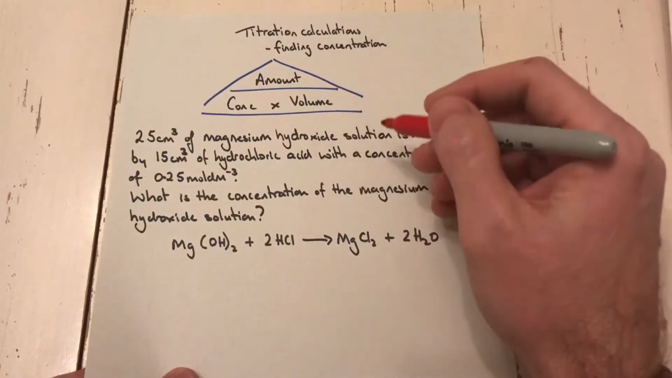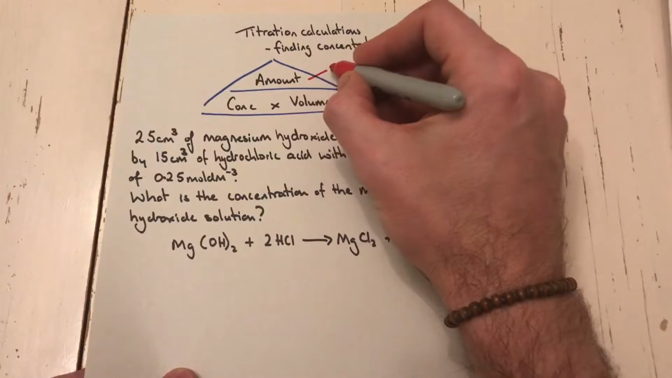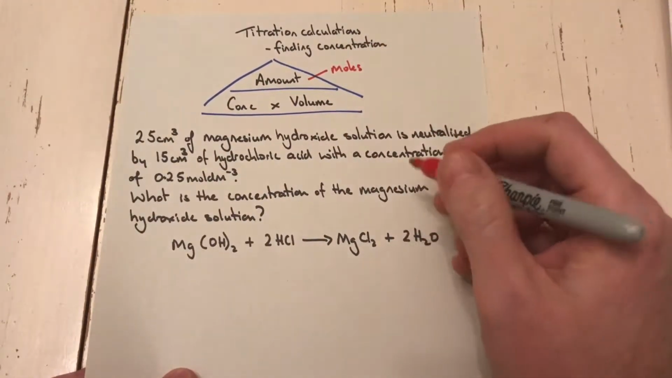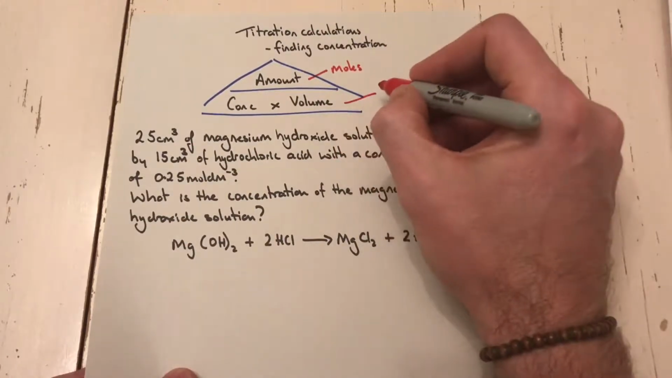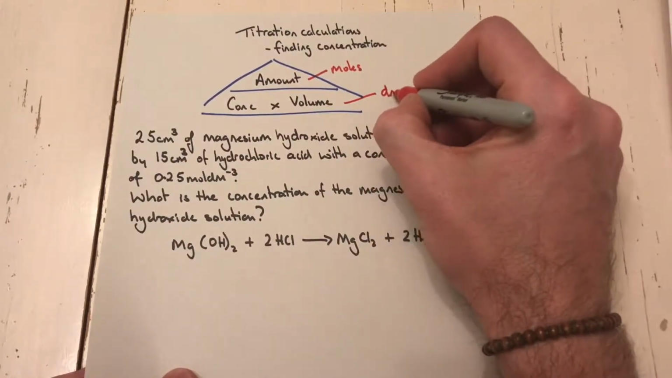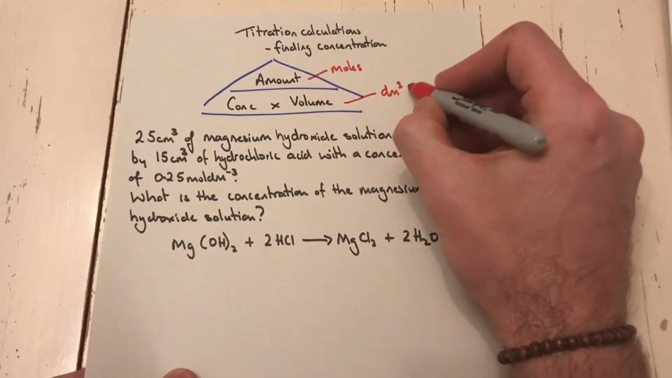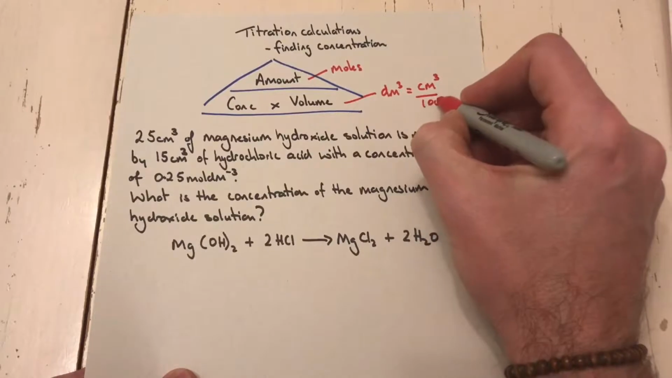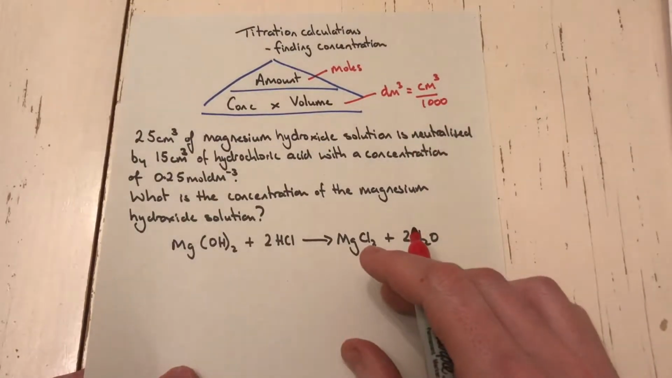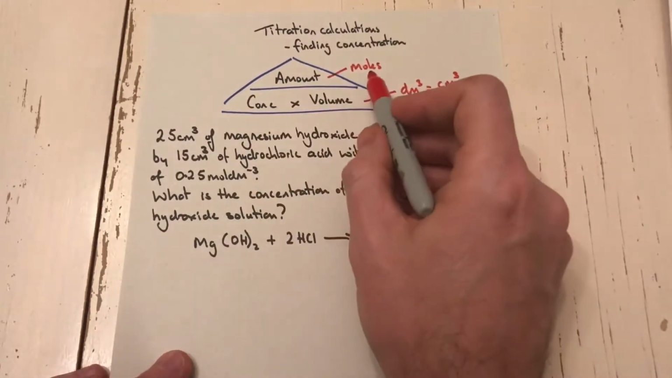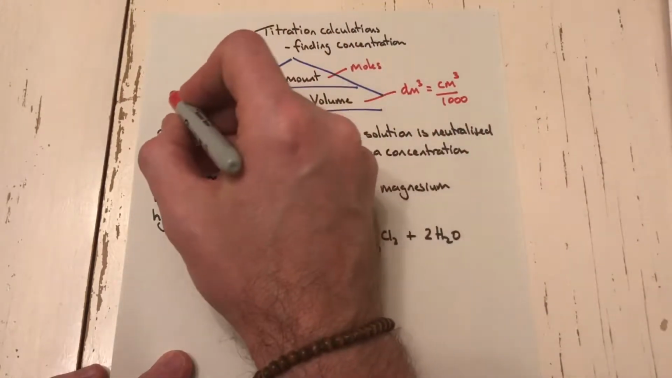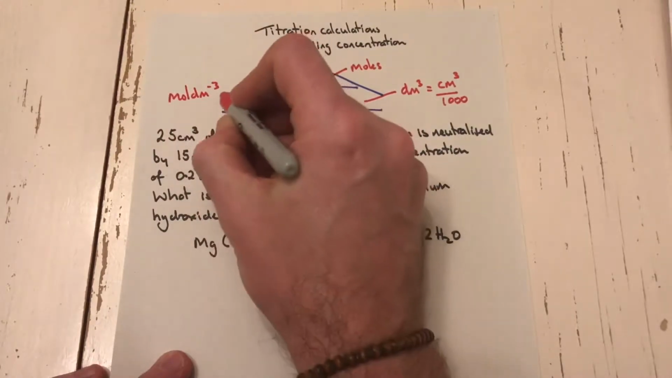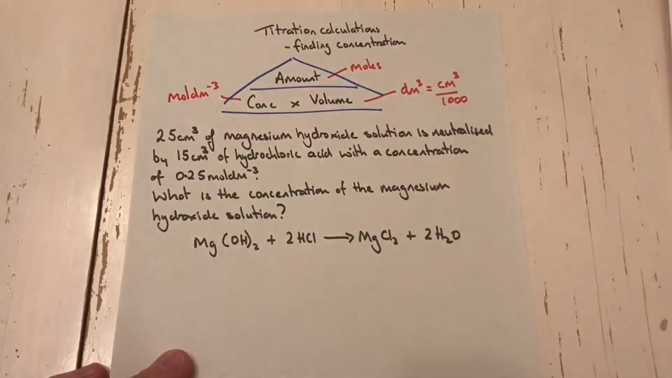And we need to remember the units behind these. The amount must be measured in moles. The volume, we have to be careful to make sure it's always in decimeters cubed, and to do that, any volume that's in centimeters cubed, we have to divide by 1,000. And the concentration, because this is moles and decimeters cubed, is going to be moles per decimeter cubed. So there's our units, there's our triangle.